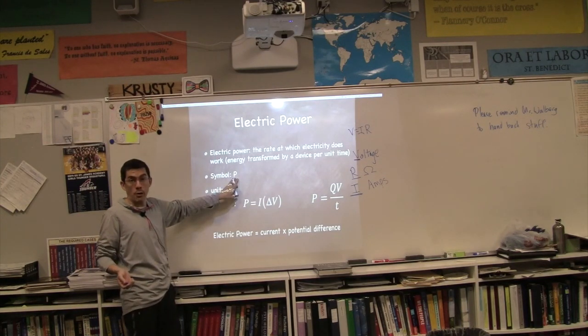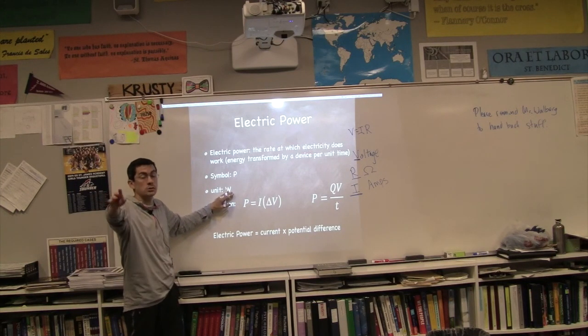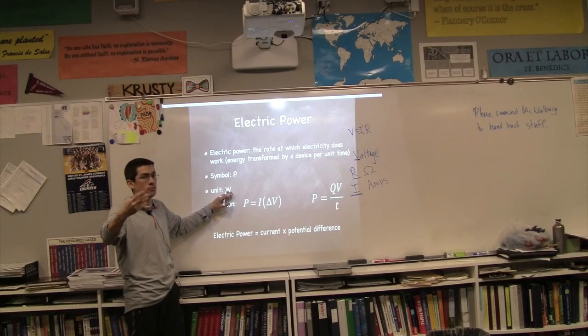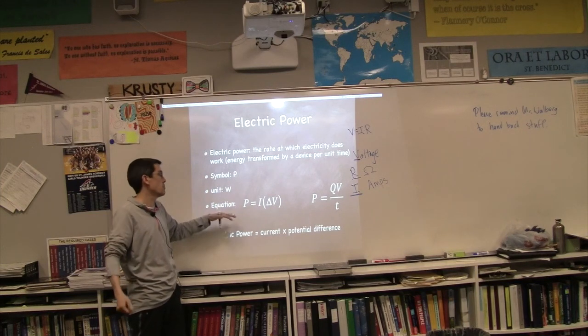The symbol for electrical power is P. And the unit, just like any power unit, is going to be watts. It's always watts. A lot of times if they ask you to calculate this and you come up with an answer like 5, they won't count it right because you didn't put the unit with it. So say it's watts. That's the unit for power.